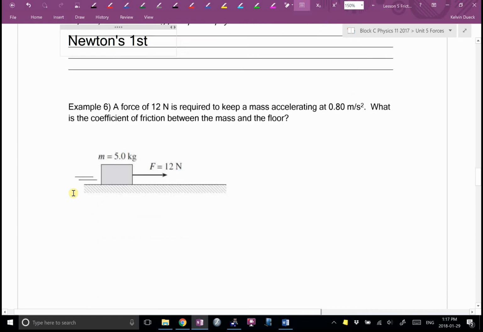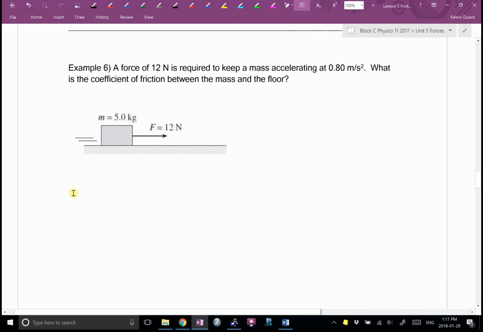Last one. A force of 12 newtons is required to keep a mass accelerating at 0.8 meters per second squared. What is the coefficient of friction required between the mass and the floor? You know what this question asked me to find?